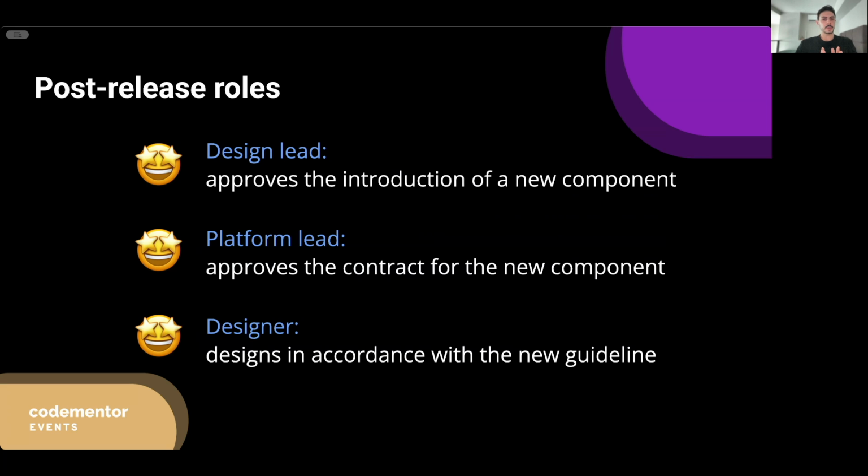After release, we have some new roles for people who will ensure the correct work of our new development process. This will make sure that we don't add new components just for one use. If we need to add a new component, it will first be added to our design system and validated by our design lead. After that, the development platforms will create a new contract for that component and validate that it fits correctly. Then the designer is allowed to use the component in new prototypes.